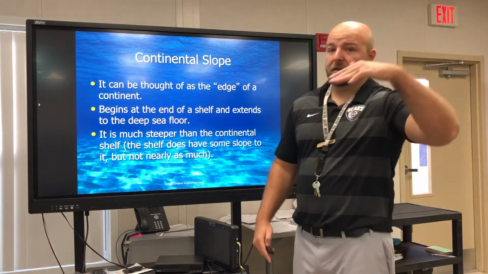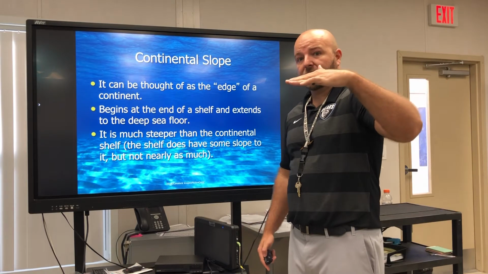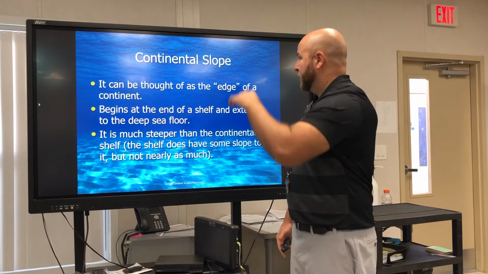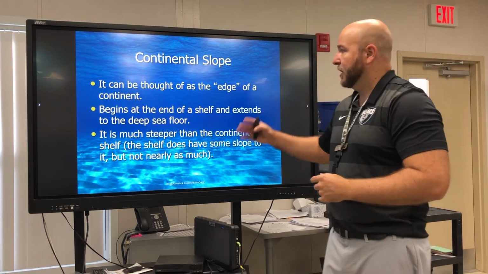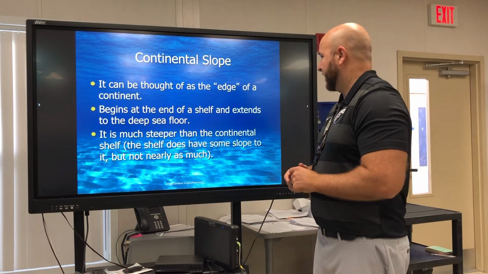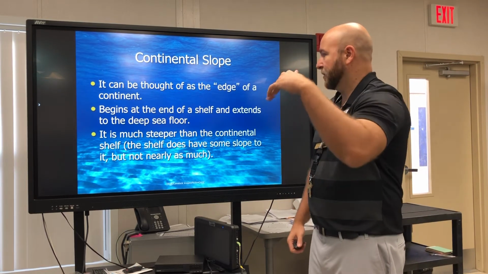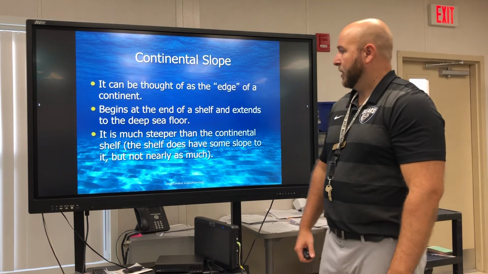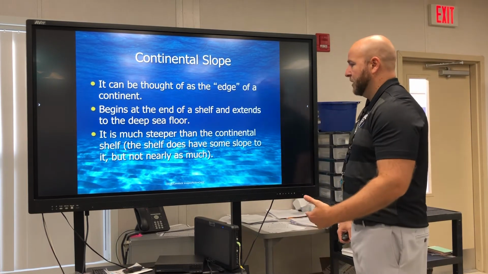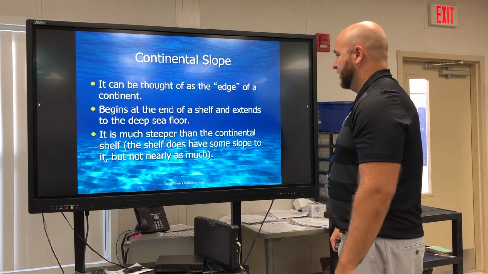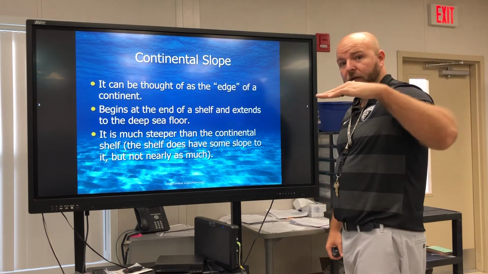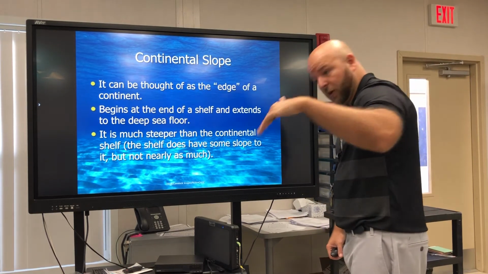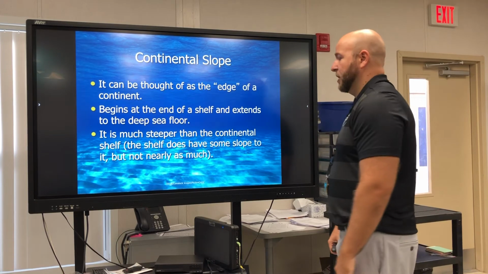So then after you get past the continental shelf, you're going to hit the slope. It can be thought of as the edge of the continent. It begins at the end of the shelf and extends to the deep ocean floor. And it's much steeper than the continental shelf. The shelf does have a little bit of slope to it, but then when you hit the actual continental slope, it will be a serious drop off.